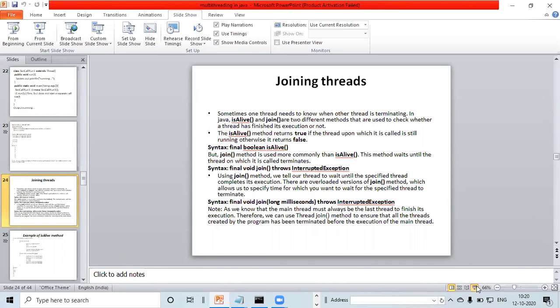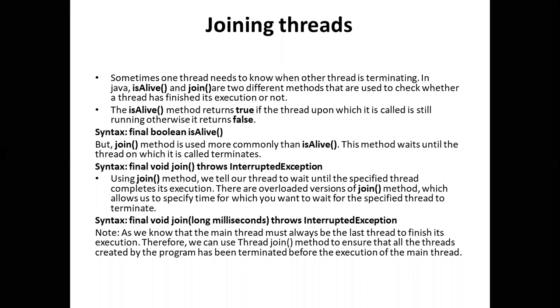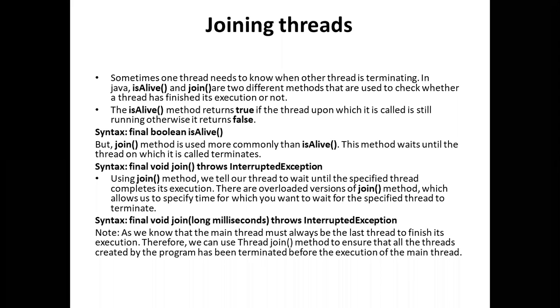So why do we require the join method? Because sometimes one thread is required to know what another thread is doing, whether it is terminated, whether it is alive, or whether we have to start immediately after one thread has been executed. The isAlive method returns true if the thread upon which it is called is still running. Otherwise, it will return false. So just remember: isAlive will check whether the thread is alive or not. If it is alive, it will return true, and if it is not running, it will return a false value.